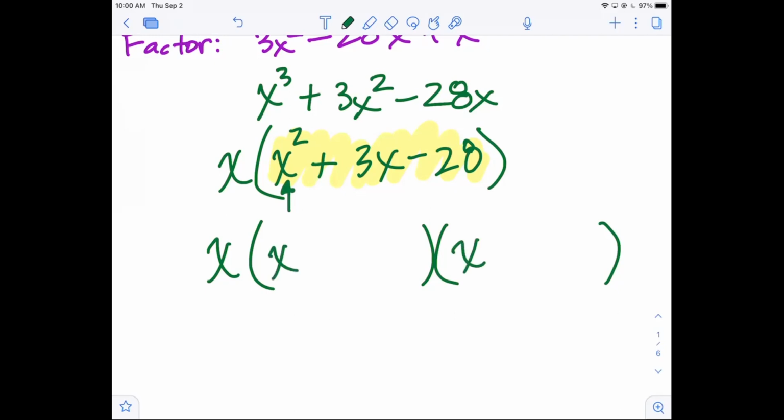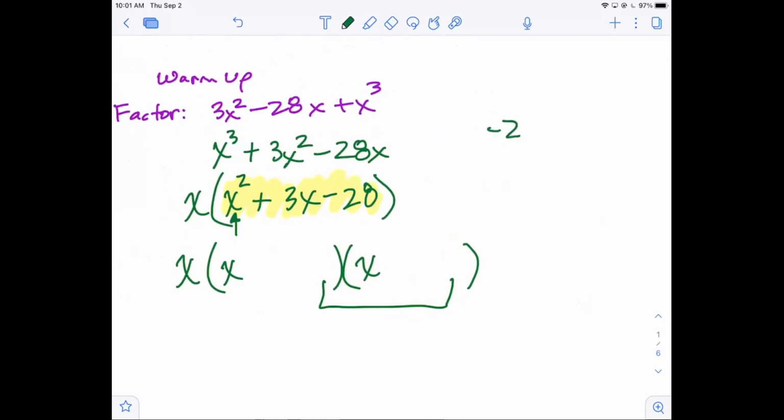If you do the first part of FOIL, look, first, x times x is x squared. That's easy, right? The last, the O and the I you have to check, but the last is this product right here. This is the last, and that's how we get negative 28. So you might have learned target product, target sum. I'm not sure. The negative 28, the constant, is your target product, right, for the last. And then the 3 is your target sum of the inner and outer. So what you're looking for here is factors of negative 28 that add up to 3.